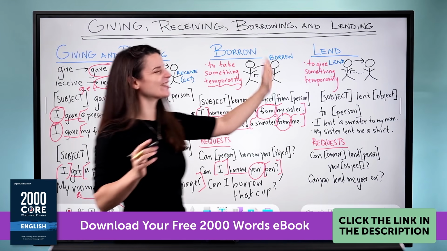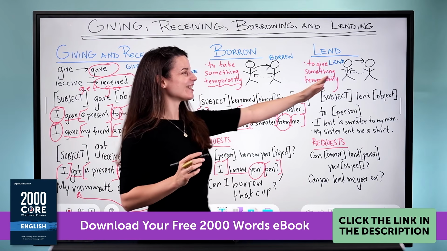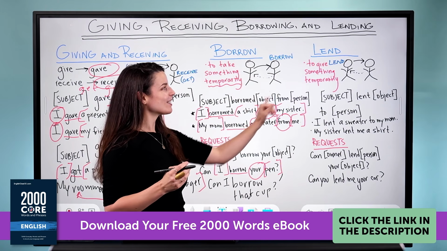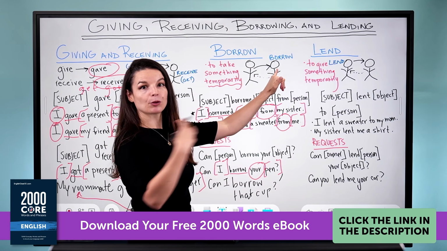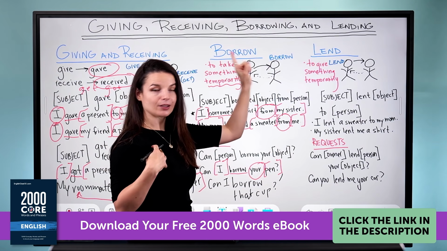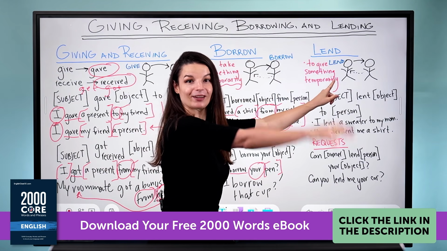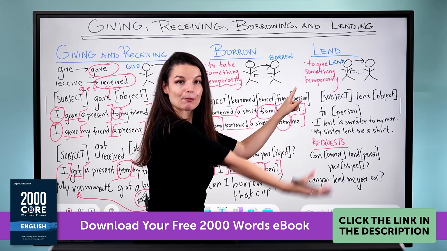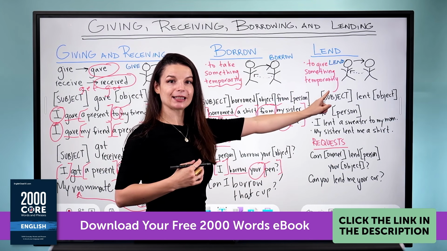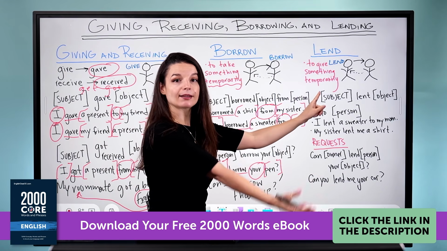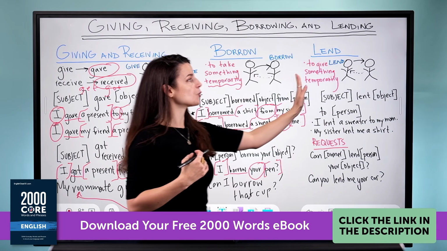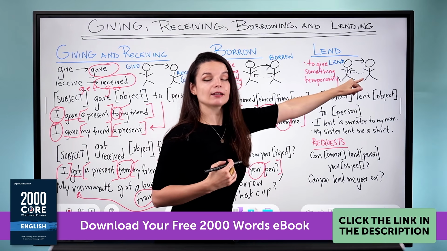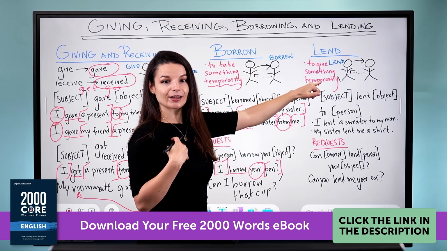So lend, let's talk about lend. Lend now is the opposite here of borrow. When we practiced borrow, we talked about the receiving side. However, lend is on the giving side, okay? To lend means to give something, again, temporarily. Remember, temporarily means it's going to come back, yeah? So to lend something means to give something and expect to receive it again.